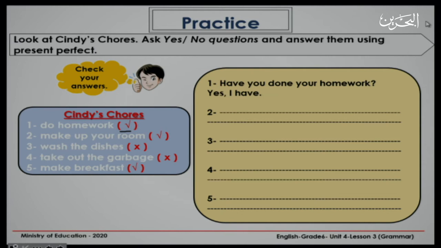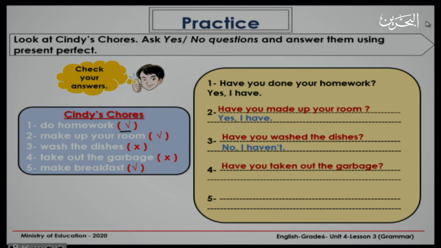Now let's check your answers. Look at number 2. Make up your room. And you have tick. The question is, have you made up your room? The answer will be, yes, I have, because you have a tick. Number 3. Wash the dishes. You have an X. The question will be, have you washed the dishes? The answer is, no, I haven't, because you have an X. Number 4. Take out the garbage. You have an X. The question is, have you taken out the garbage? The answer would be, no, I haven't.